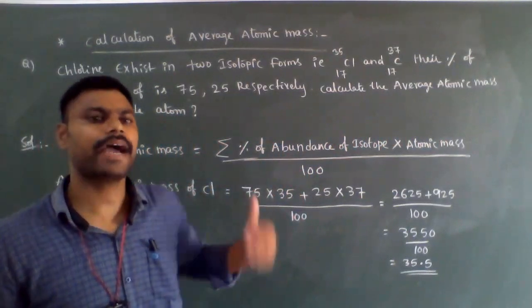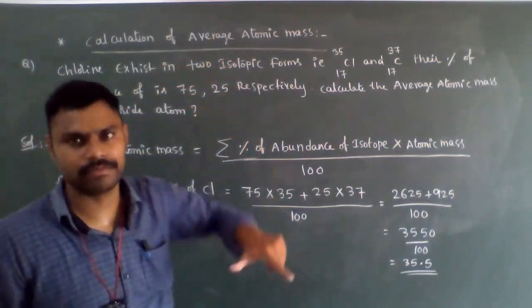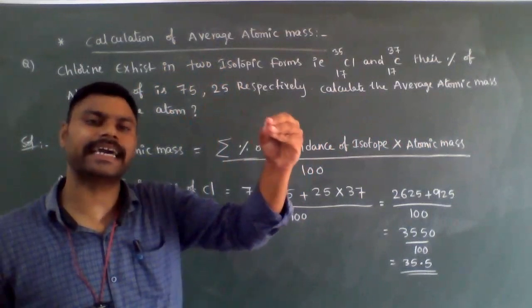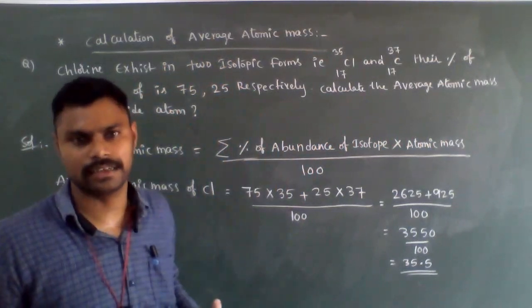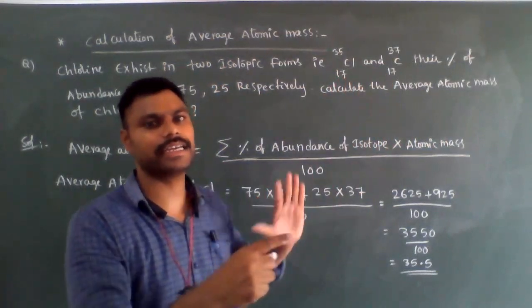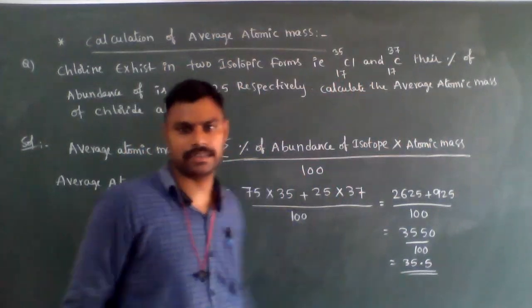That's why the remaining oxygen isotopes we are not considering for calculating the average atomic mass, because only one isotope majorly exists, at 99.999%. If, for example, other isotopes are present, like 70 and 20, or 80 and 20, then we need to calculate the average atomic mass.